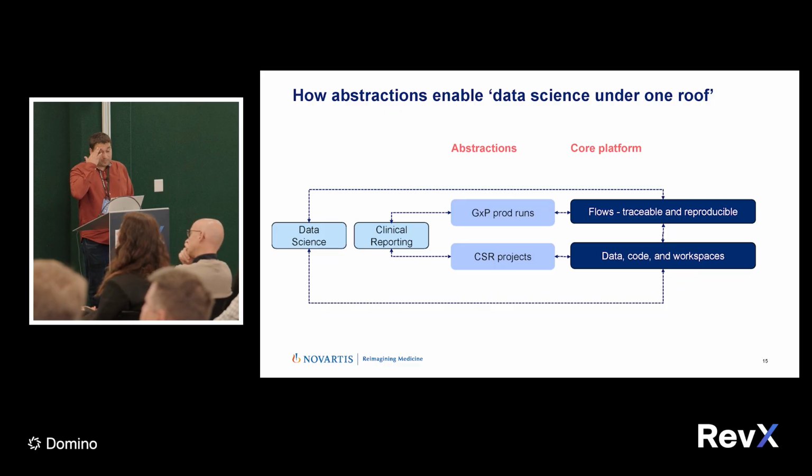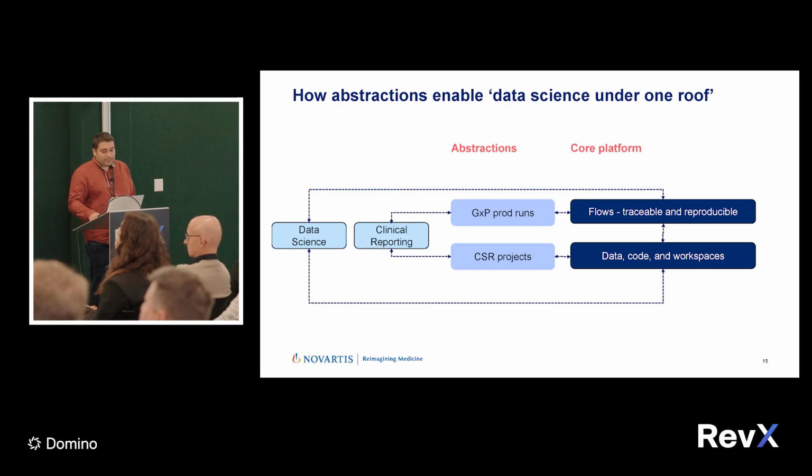So this is an example of the core process that we're following. Built into Domino, we have flows, and we have the ability to attach data. We can attach code like the Git repository, and we can attach compute through the workspaces. As I mentioned before, some users, the power users, may be going directly into these core tools that come out of the box with Domino. But if we want to bring in controls and bring in efficiency, this is where we can start adding our abstractions.